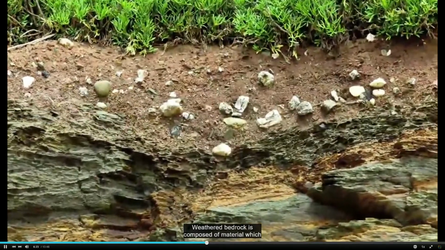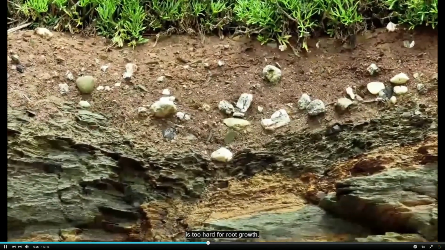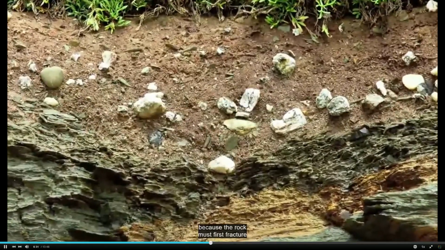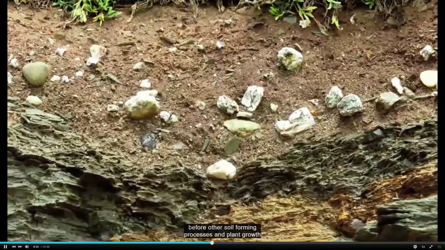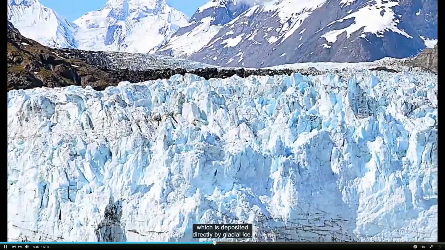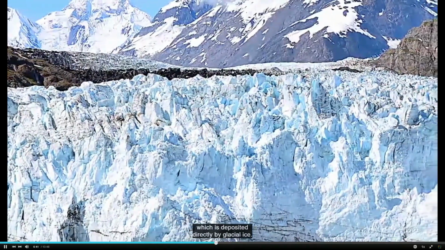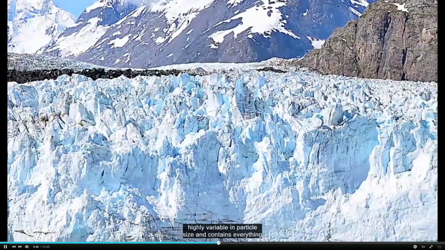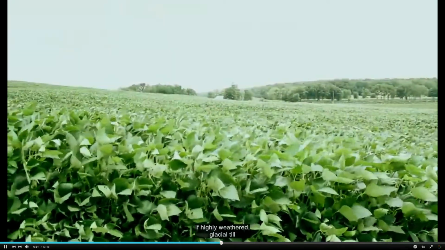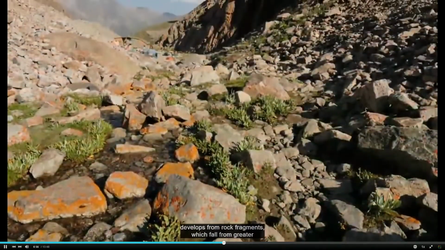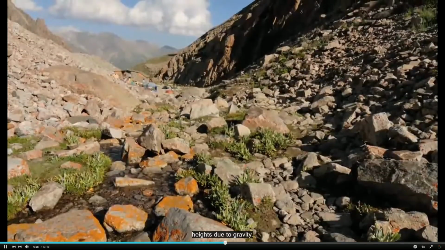Weathered bedrock is composed of material which is too hard for root growth. Soil formation in bedrock is slow because the rock must first fracture before other soil-forming processes and plant growth begins. Glacial till is unsorted sediment which is deposited directly by glacial ice. This form of parent material is often highly variable in particle size and contains everything from boulders to small gravels. If highly weathered, glacial till can make for excellent farmland. Colluvium is parent material which develops from rock fragments which fall from greater heights due to gravity.